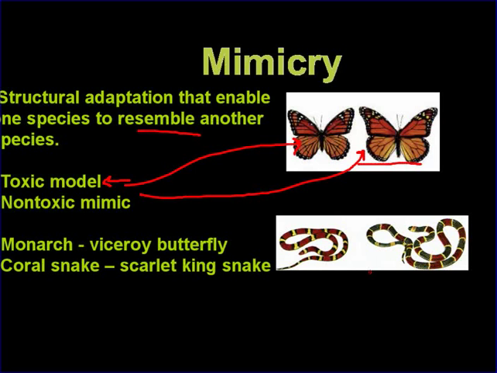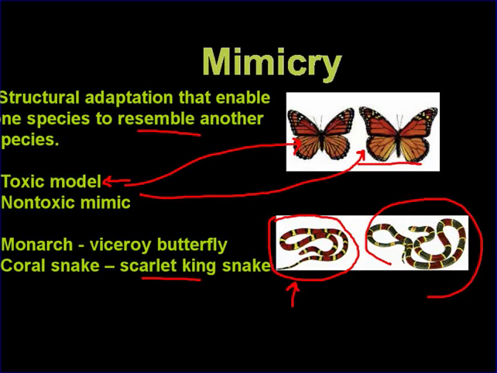There's always that little saying: red on black, friend of Jack, red on yellow, kill a fella. So if you go by that, this one, we know, is red on black. So this one is not poisonous. This one is the mimicked scarlet king snake, but the coral snake is actually the one you've got to watch out for, and that is the red on yellow. So basically with mimicry, you have a toxic model of some sort, and you have a mimicked model that is not toxic.